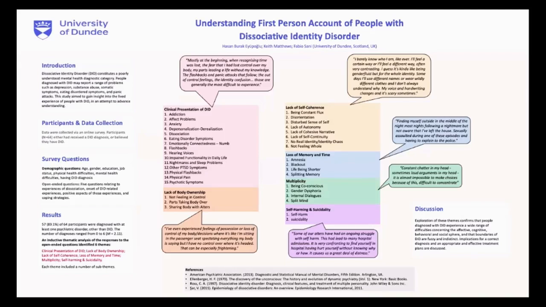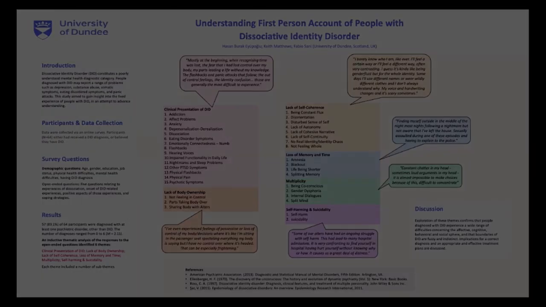As final words, exploration of these themes confirms that people diagnosed with DID experience a wide range of difficulties concerning the affective, cognitive, behavioral, and social sphere, and that boundaries of DID are fuzzy and indistinct. Implications for a correct diagnosis and appropriate and effective treatment plans are discussed.